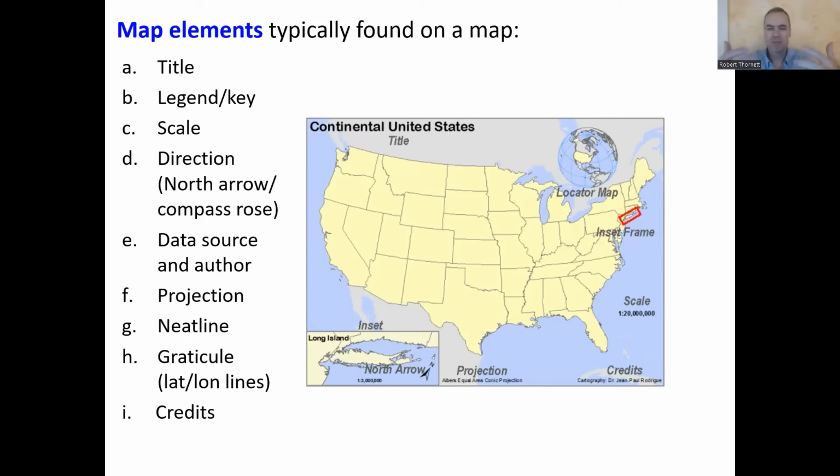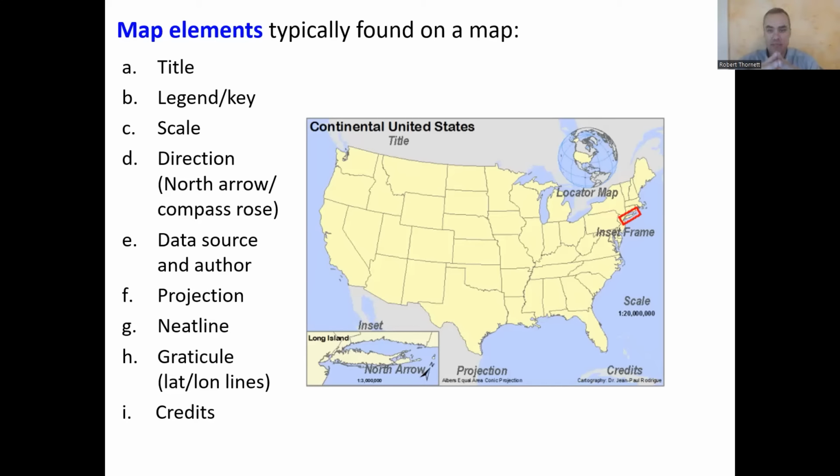You need something to tell you the direction, usually, like a north arrow or what you call a compass rose. If it's a map that comes from data that was collected, then you need to have the source of that data and who created the data. You need to put the projection, which is something we'll talk much more about later and also in another video. It's the mathematical method, through geometry, of getting the three-dimensional globe onto a two-dimensional surface.